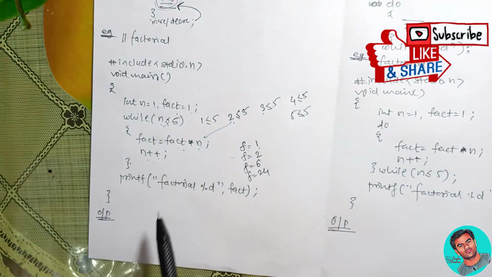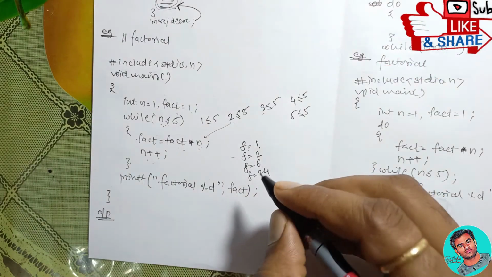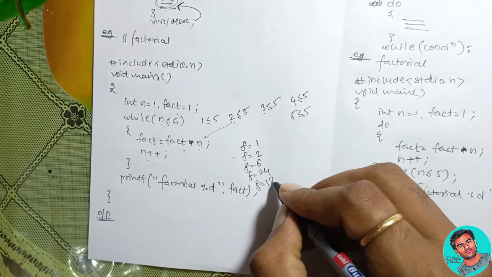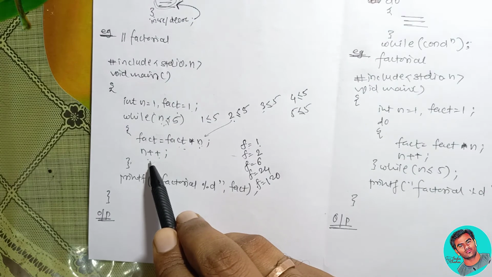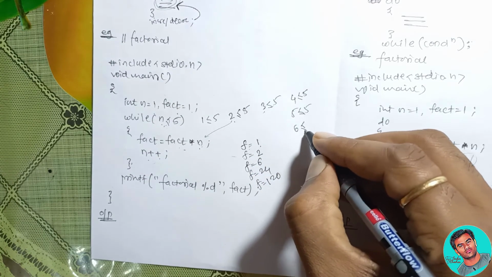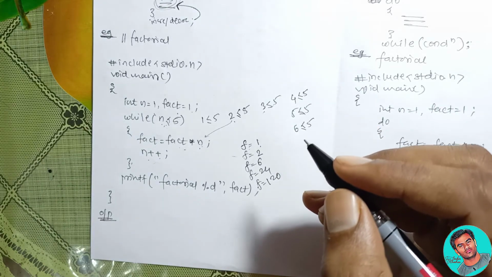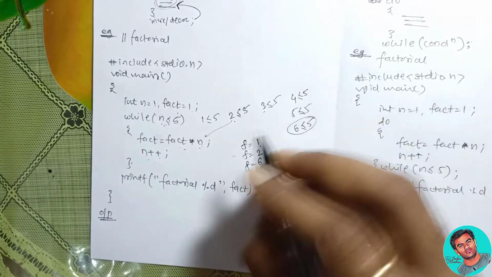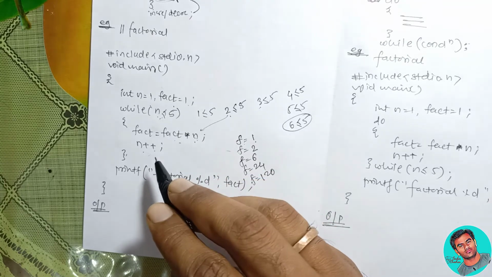fact = fact * n, so that becomes f equals 120. Now n++ will become 6. So the condition gets checked: 6 less than or equal to 5. Is the condition true or false? The condition is false. That's why this statement block is not executed.